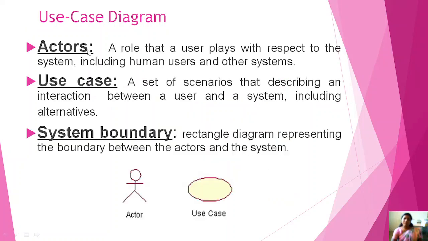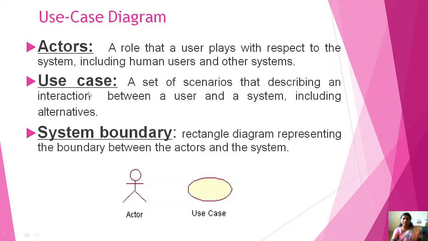Now, what is an actor? As I told before, there are two actors. They play a specific role. One is the primary actor and another one is the secondary actor. So what role does the user play with respect to the system, including human users and other systems. The notation for the actor is this one. This is the notation for an actor.